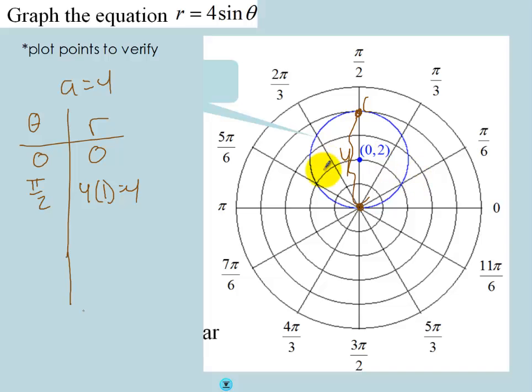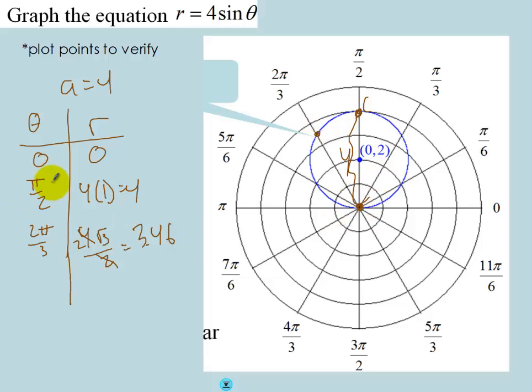What others would you know? If you tried to graph, let's say, 2 pi over 3, you know your sine of 2 pi over 3, that would be your y value, is going to be square root of 3 over 2. So it's 4 times square root of 3 over 2, which reduces to 2 square root of 3. If you plug that into a calculator, you're going to get approximately 3.46. And right here, if you count your r going out 1, 2, 3, this value right here is about 3.46.